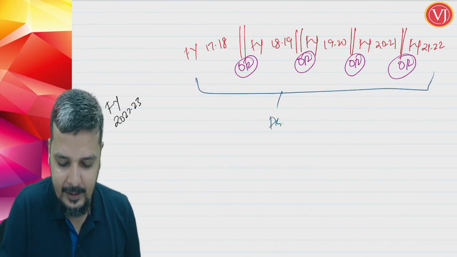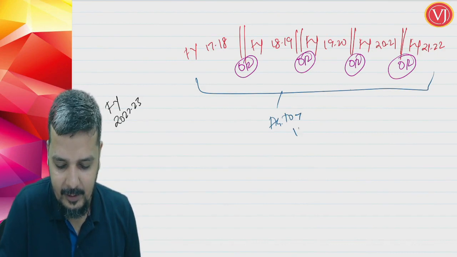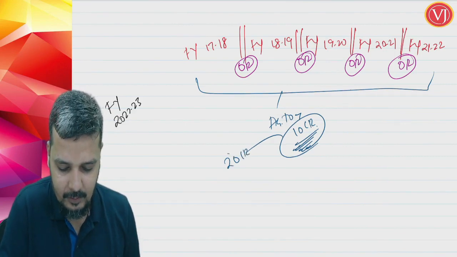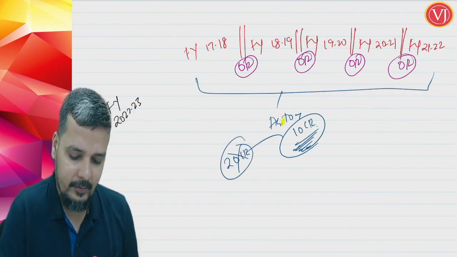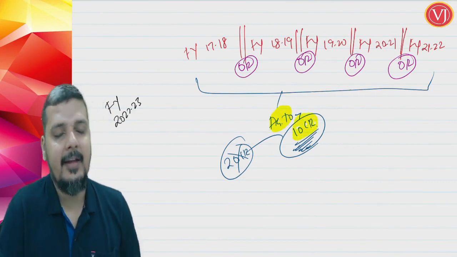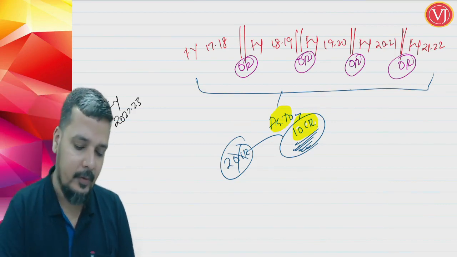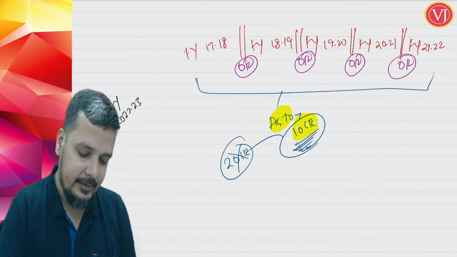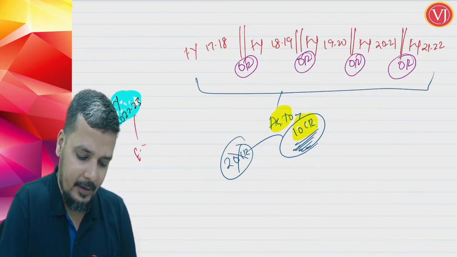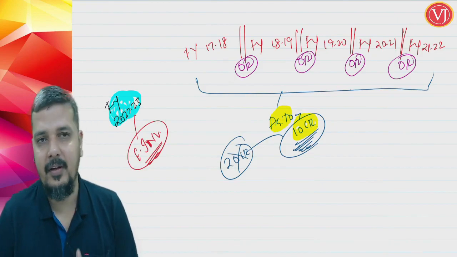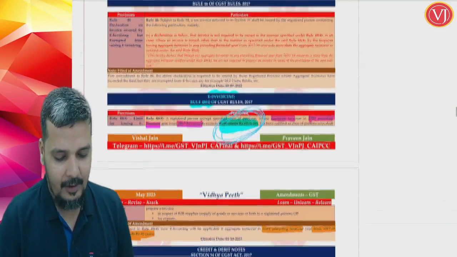the Pan India aggregate turnover is more than 10 crores. Previously it was 20 crores, now it is more than 10 crores. If the aggregate turnover is more than 10 crores in 17-18 or in 18-19 or in 19-20 or in 20-21 or in 21-22, then e-invoicing will be applicable in that current financial year, which in our example is 22-23. So that is the amendment that has been brought in.